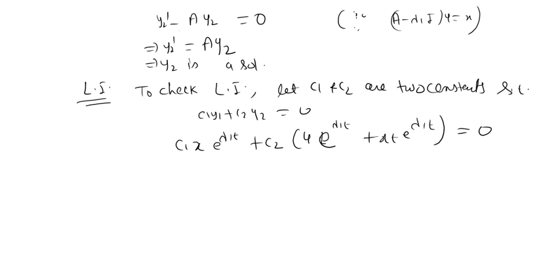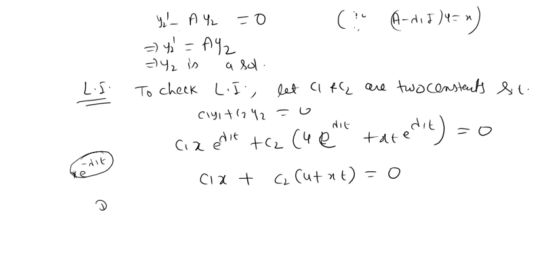So multiply with e power minus lambda 1 t. So this will give you c1 x. You can take that outside. So c1 x plus c2 (u plus x t) equals 0.